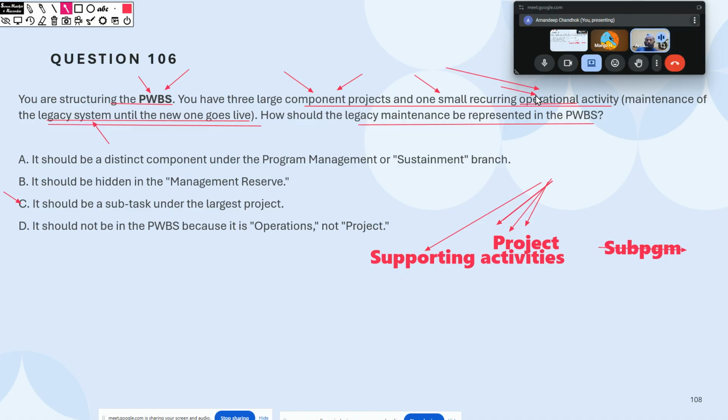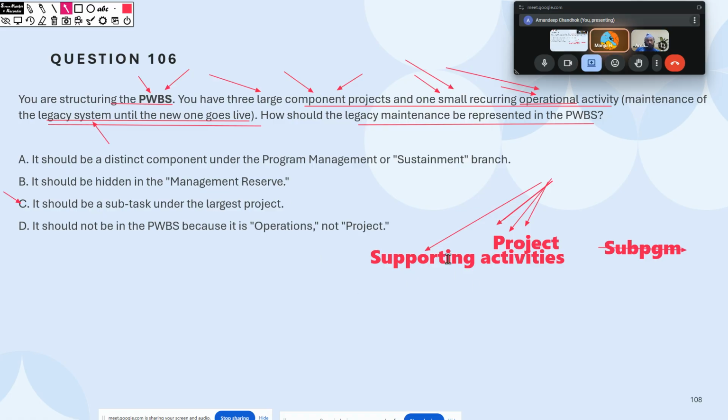So you don't have to go into that kind of overthinking around it. It is saying very simple, right? You have three large component projects and one small recurring operational activity. That's it. Don't read additional details over here on what that is.